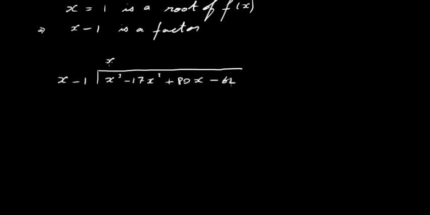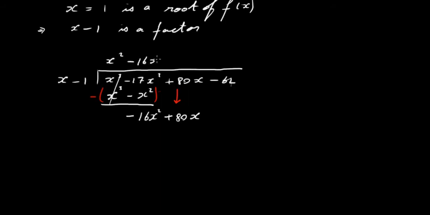Well, x into x cubed is x squared. Multiply the x squared by these two here and write your answer down here. So it's x cubed, and then x squared times minus 1 is minus x squared. We put that down here and subtract. So x cubed minus x cubed is 0. Minus minus is plus, so this is a plus x squared. So we end up with minus 17x squared plus x squared, which is minus 16x squared. We take our next term and bring it down here, so that's plus 80x.